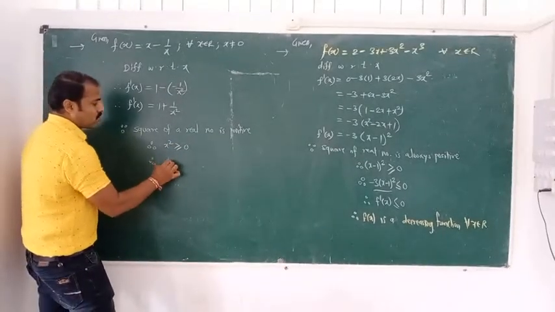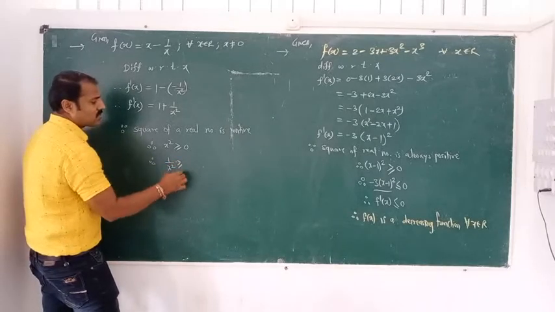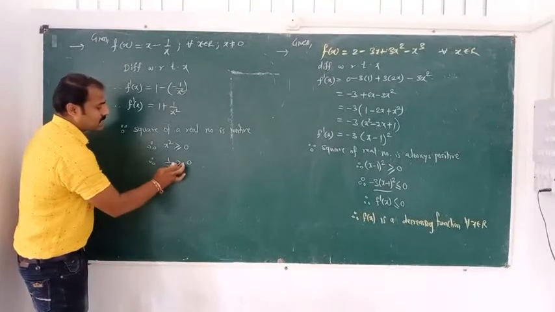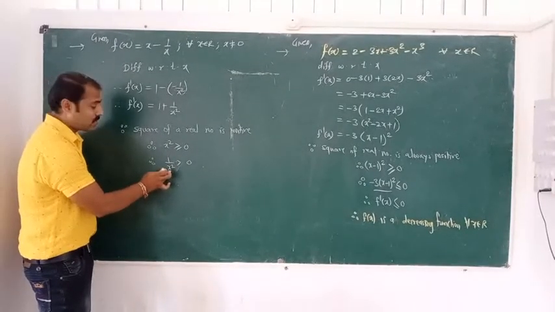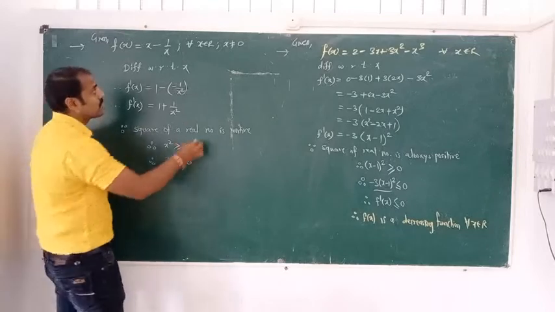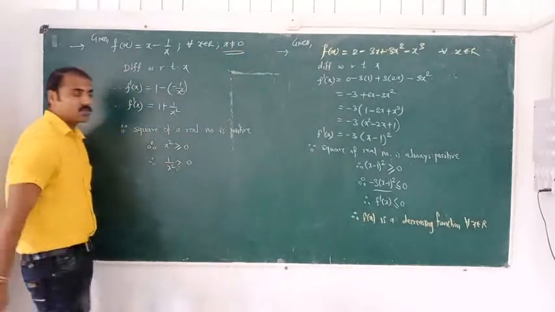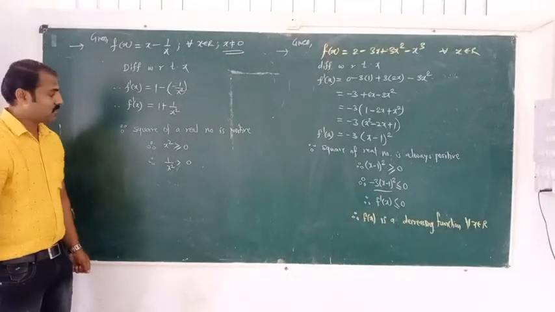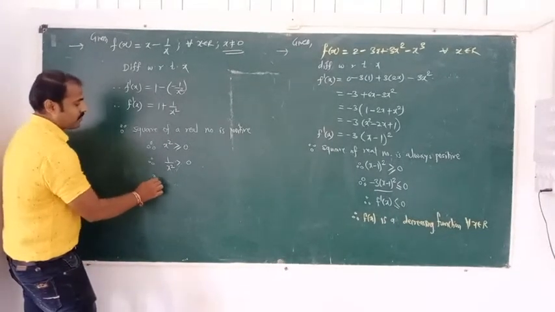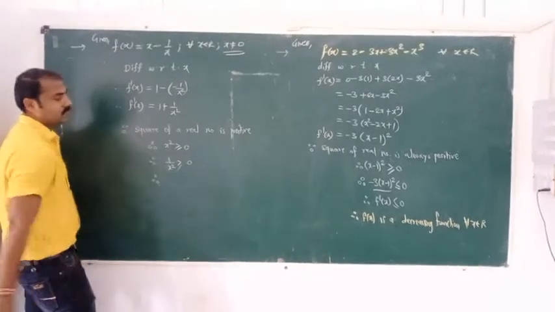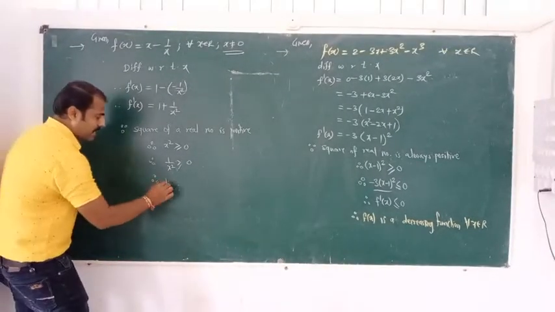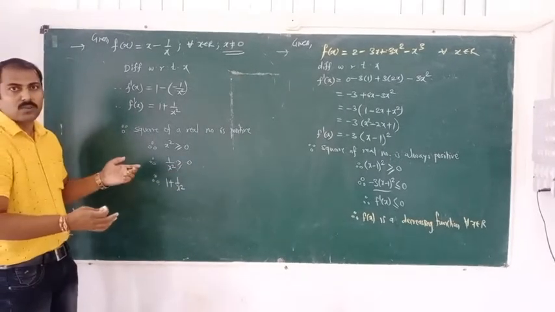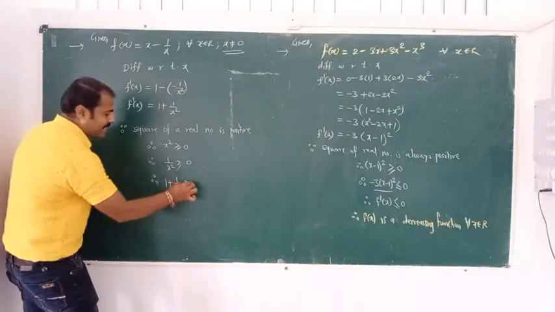Taking reciprocal, 1 upon x square is also greater than or equal to 0, but when x is 0, the denominator is 0 and that term is not defined. So here is the condition, x is not equal to 0. So 1 upon x square is greater than 0. Therefore, adding 1 to both the sides, 1 plus 1 upon x square is greater than 0.